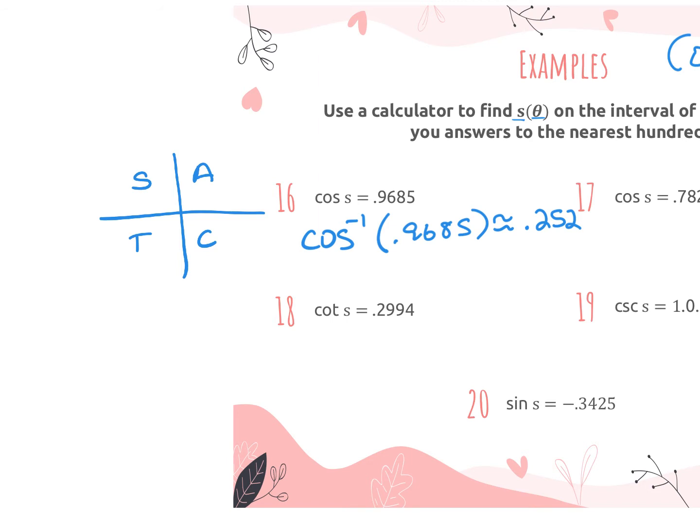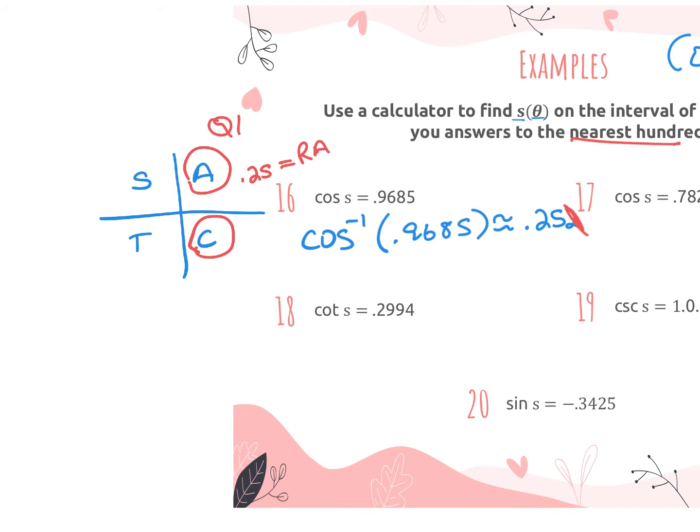Now, let's do our All Students Take Calculus, because whenever we are looking for an angle measure, we're looking for two answers. We're looking to see where cosine is positive. Cosine is positive here and here. So the answer I just got, the 0.252, we're rounding to the hundredths place, because the instructions say so. So 0.25 is my reference angle. This is an angle measure in radians located in quadrant 1. It's 1/4 of a radian.